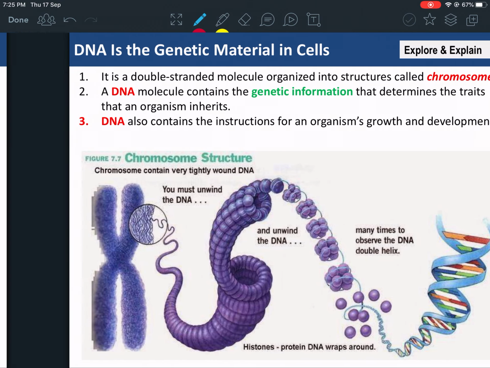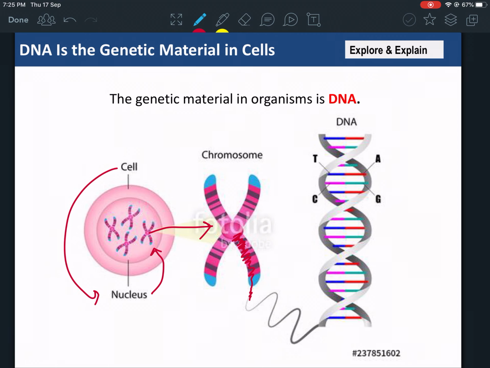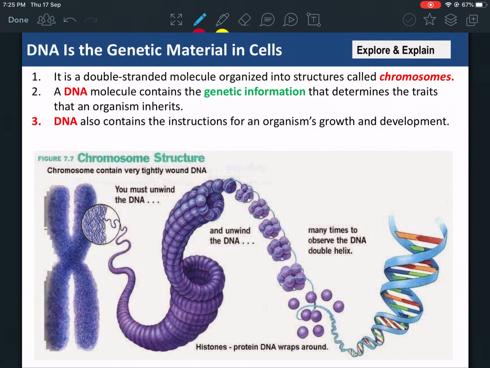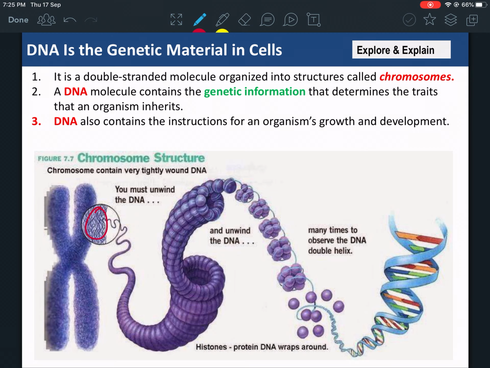Now this chromosome is made up of coiled DNA strands. Here they're showing you how the DNA strand looks, but the chromosome is made up of coiled DNA. Look, there's another picture here. You can see this is a chromosome, and it's made up of coiled strands of DNA. All of this is DNA. So they zoomed in on a small part, and they showed you how this is made up of DNA.